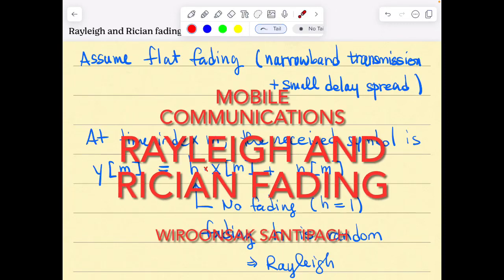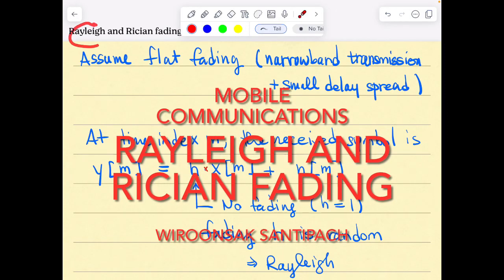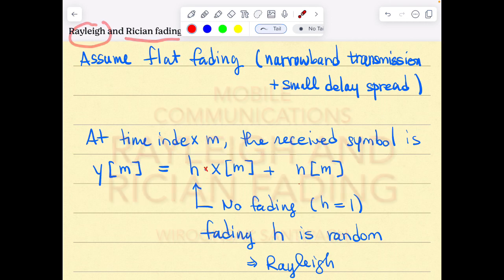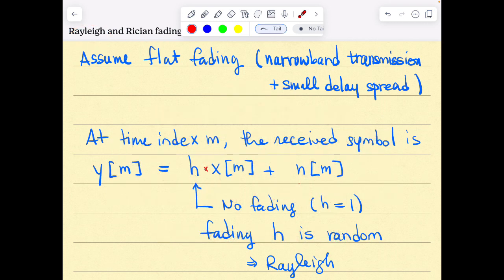So in this script, we're gonna introduce Rayleigh fading and Rician fading. Okay, so first, there are some assumptions that we have to adhere to. First, we're gonna assume flat fading.